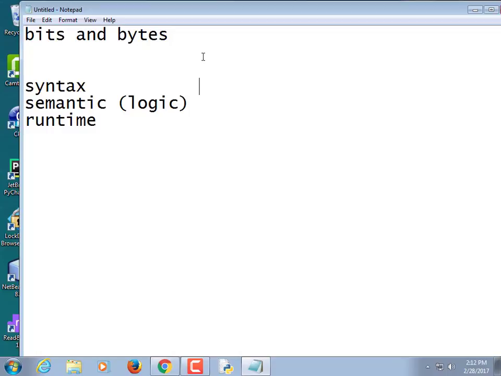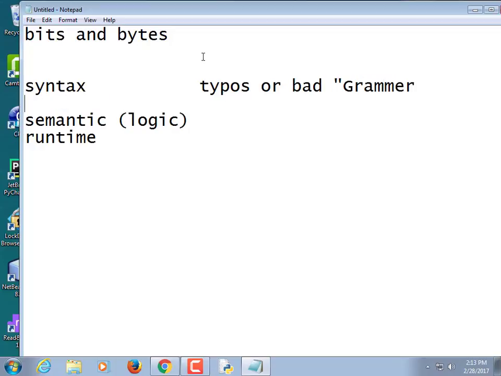Yeah, program won't even run due to typos. I hate to say or bad syntax because, you know, that's in there. But typos are bad syntax. Got to come up with a better definition for that. Okay, how about this? A mistake in the grammar of the program. Typos or bad grammar. We know that grammar means syntax, but there we go.